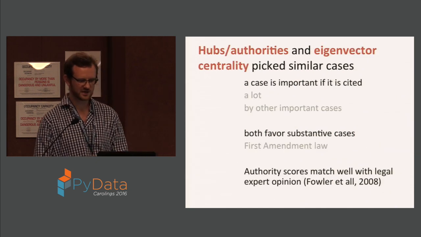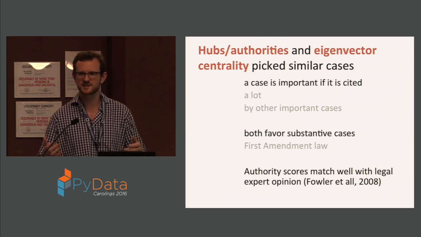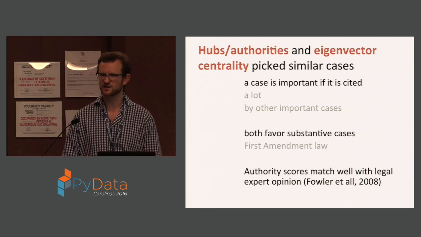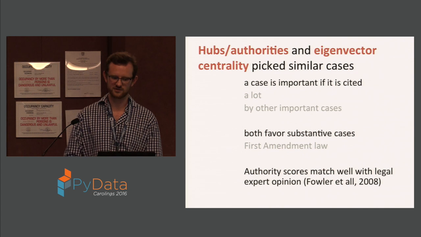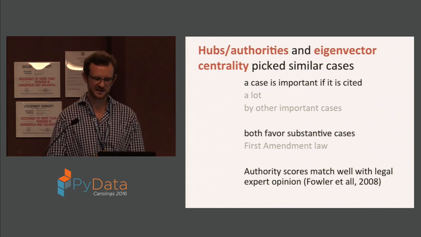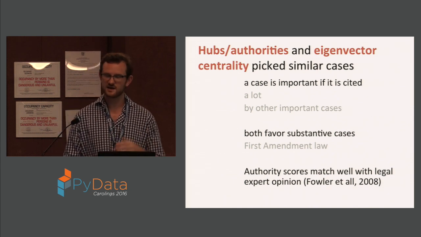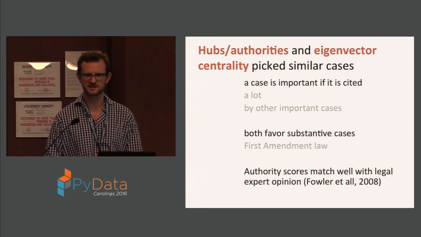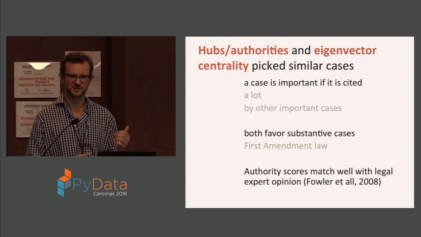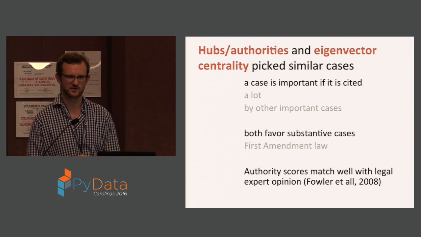A couple more algorithms: the hubs and authorities algorithm and eigenvector centrality. These are both similar to PageRank. They basically say you're important if you've got a lot of citations and you've been cited by important cases. Hubs and authorities and eigenvector centrality tended to favor substantive cases, so cases about a particular area of law. They both favored First Amendment cases. I think 8 of 10 and 10 of 10 of the top 10 cases from these two were First Amendment cases. Our legal collaborators found that pretty interesting.